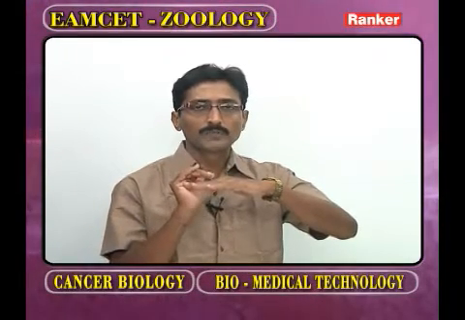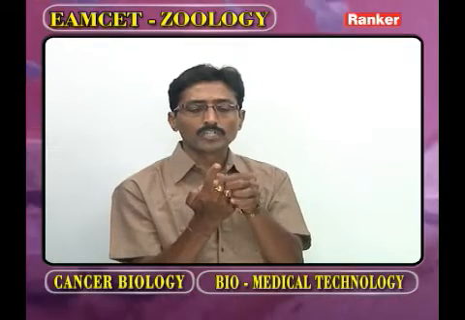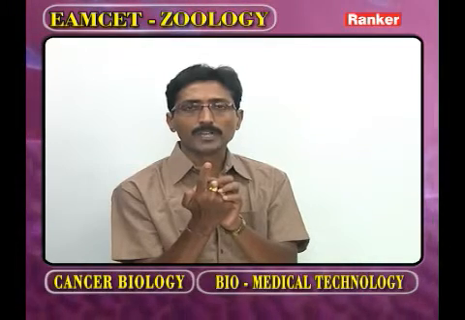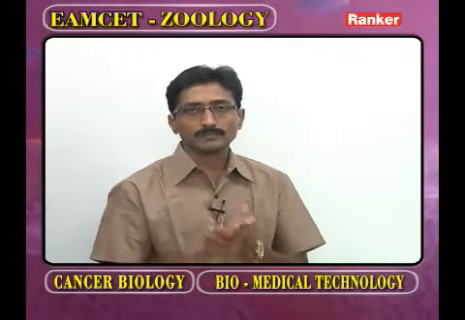The neural plate develops the neural folds. The neural folds unite to form a neural tube. The anterior part of the neural tube becomes the brain, and the posterior part becomes the spinal cord. So this entire part we call the nervous system. So the nervous tissue is derived from ectoderm.